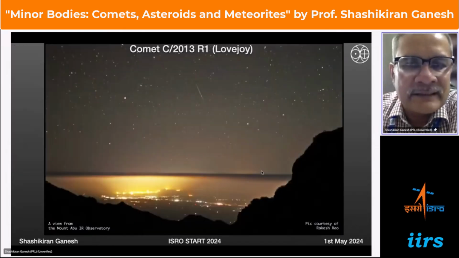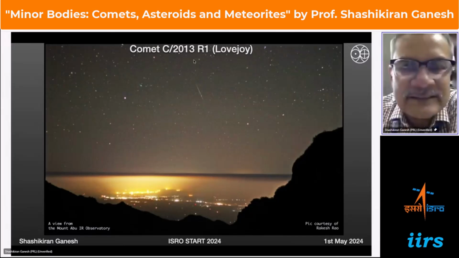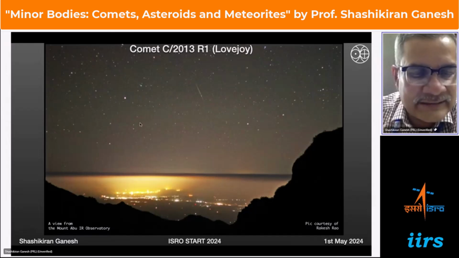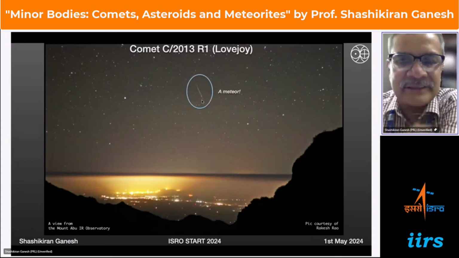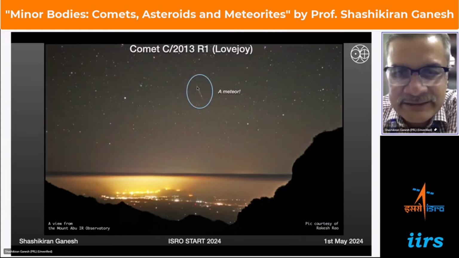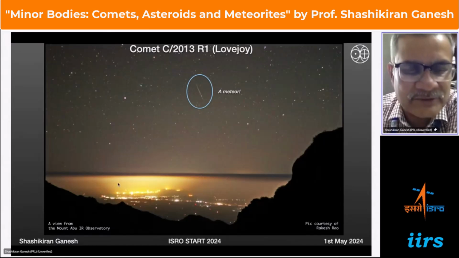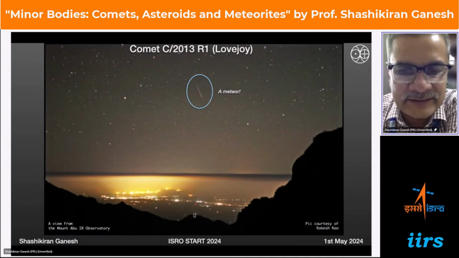Now I'll just show you one more image. This is another comet, C/2013 R1 Lovejoy. Since it may not be very easily visible, I'll just point out that this is the comet. And this one, which you might have been inclined to think is a comet, is actually a meteor. And this is the boundary layer as seen from the Mount Abu Observatory, so the atmosphere is completely clear above it, and you have all the pollution settled below this 1 kilometer altitude.